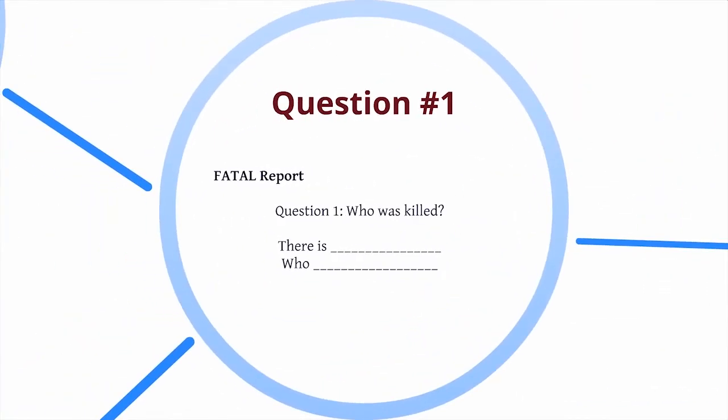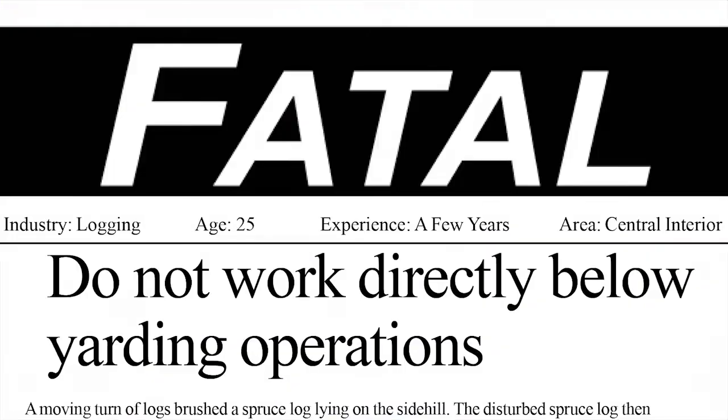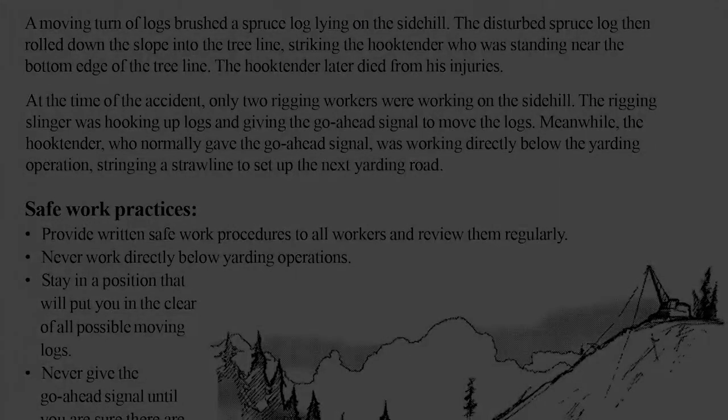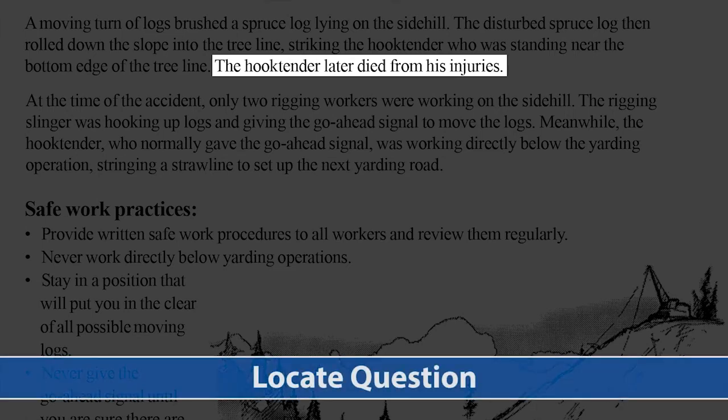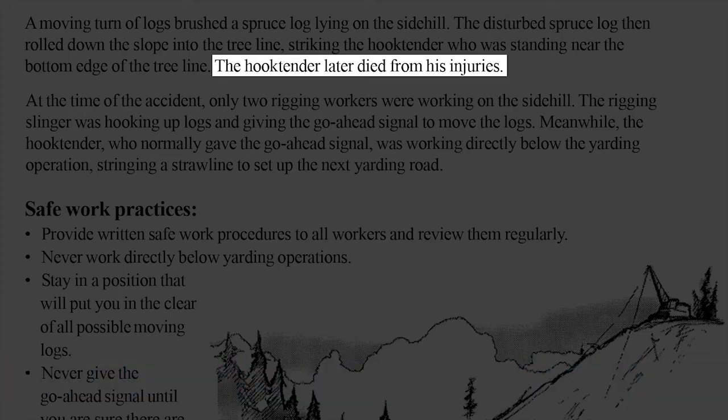Task or question 1. Who was killed? Let's break this down. There was someone who was killed. Who was killed is what you're trying to find. Scan the document for killed, died, and similar words. Locate: hook tender who later died from his injuries. Easy so far, huh? This is a locate question. You can find the information directly.